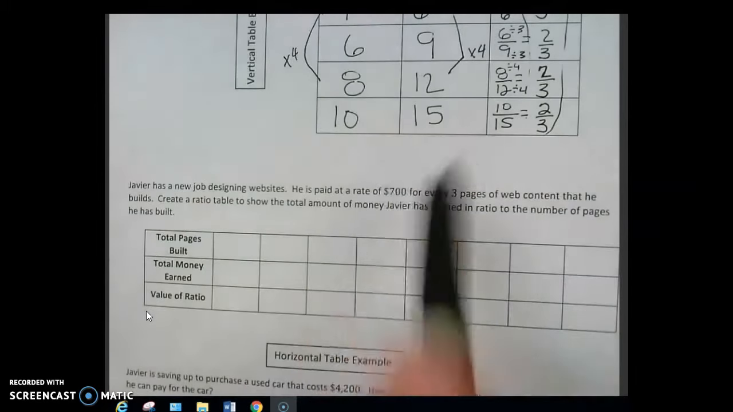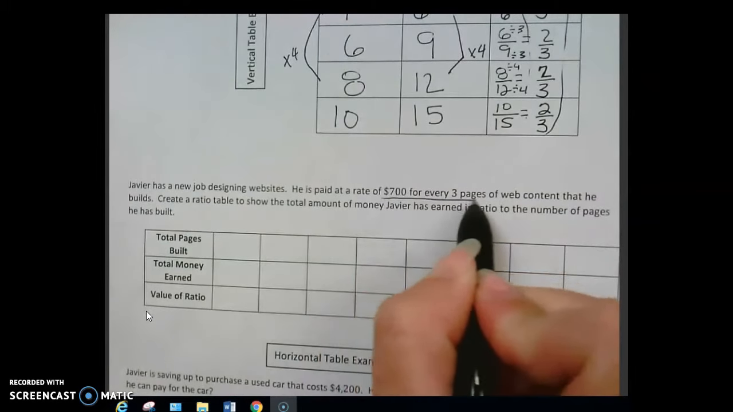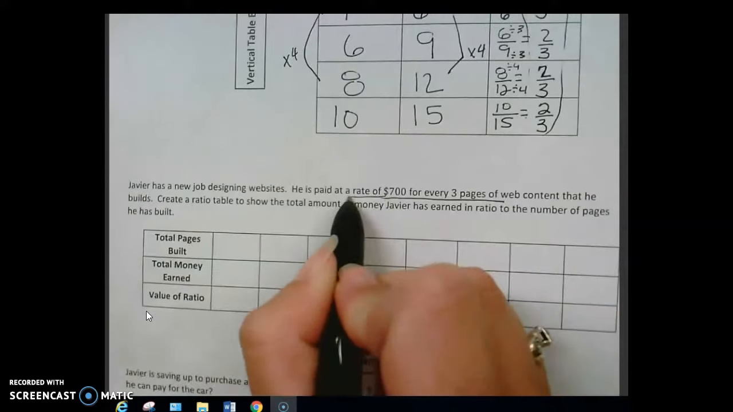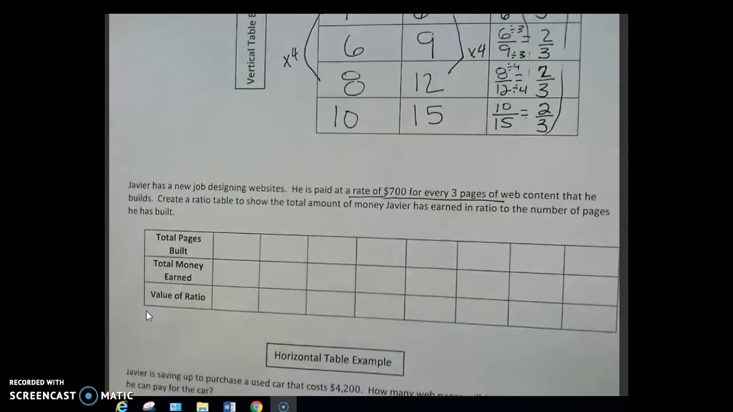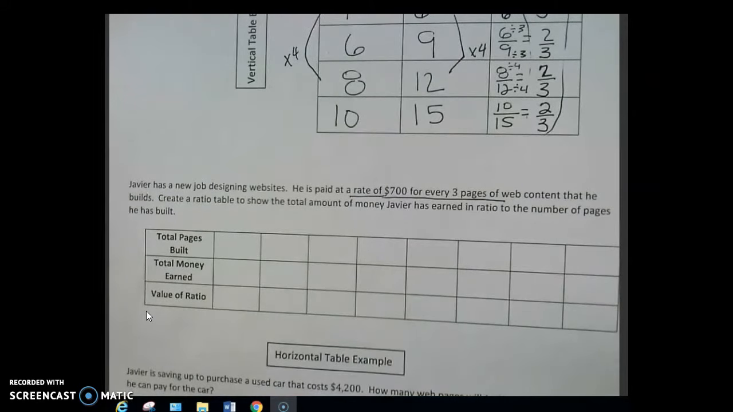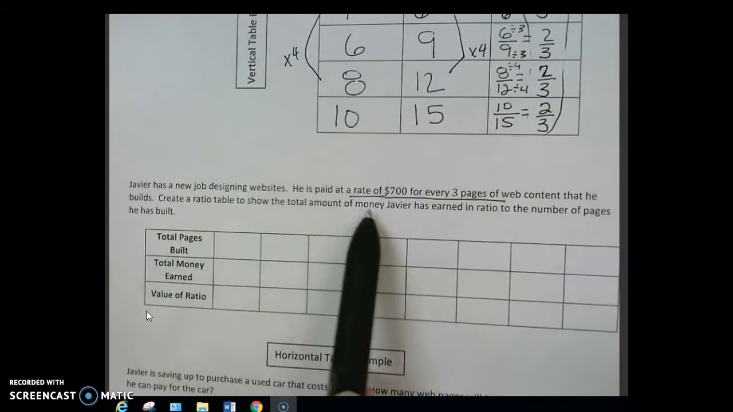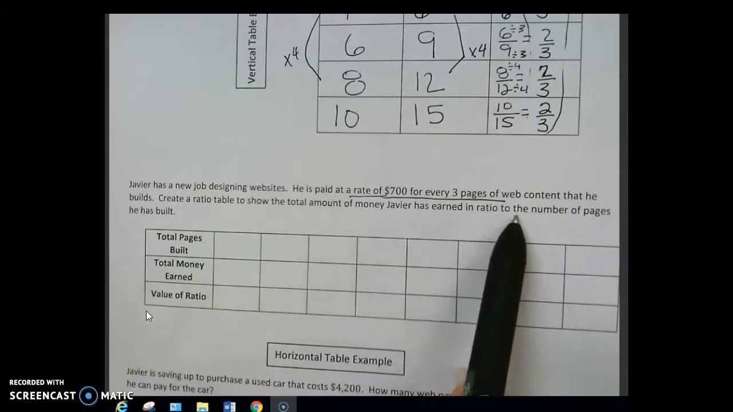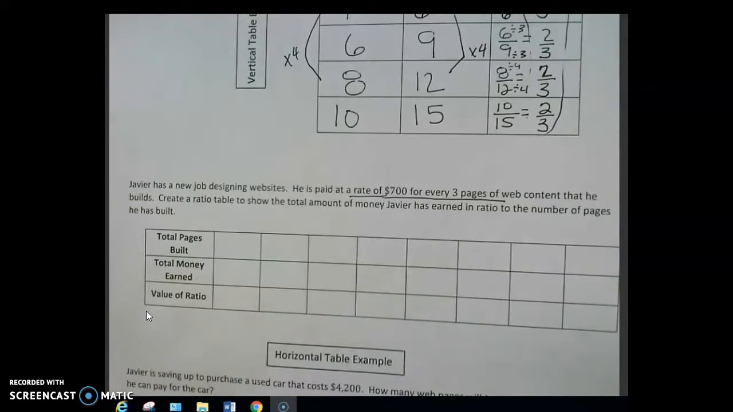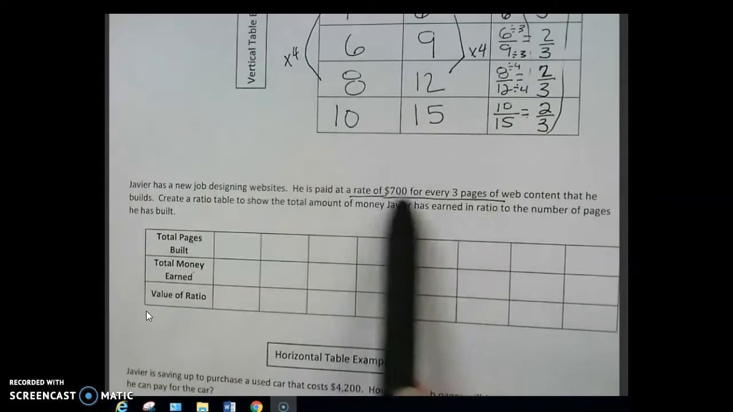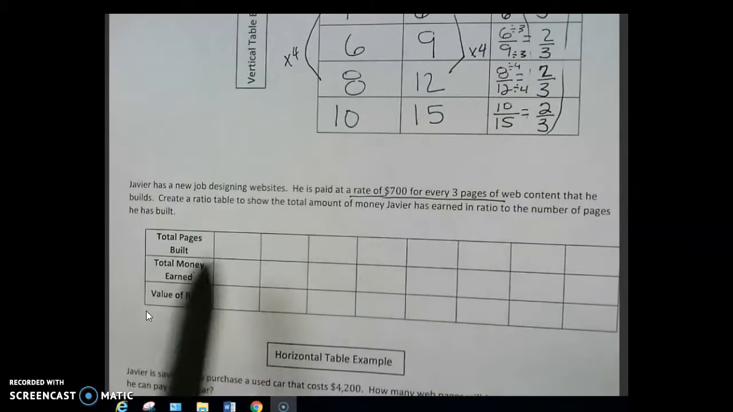Right there, my math antennas are tingling. For every, that sounds like a ratio. Rate, I know, is a specific type of ratio. So we create a ratio table to show the total amount of money Javier has earned in ratio to the number of pages he has built. So again, be careful with your labels, total pages built and total money earned, because this is in an opposite order. So we have to make sure we're plugging in the numbers where they should go.